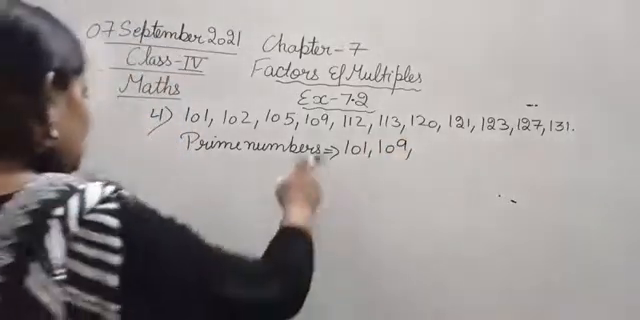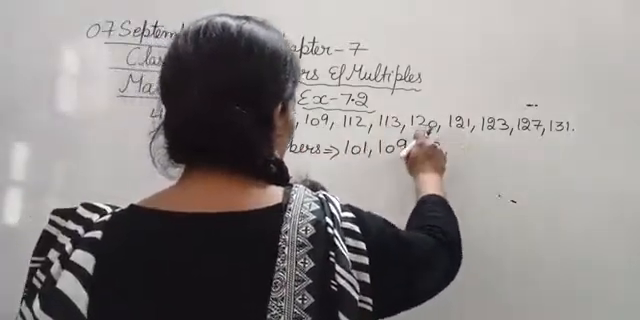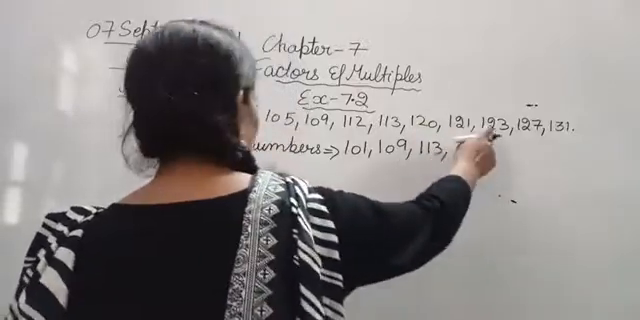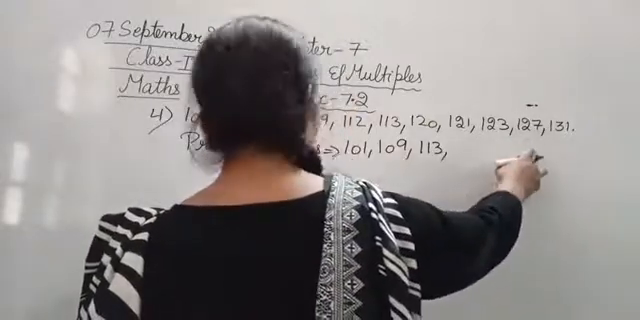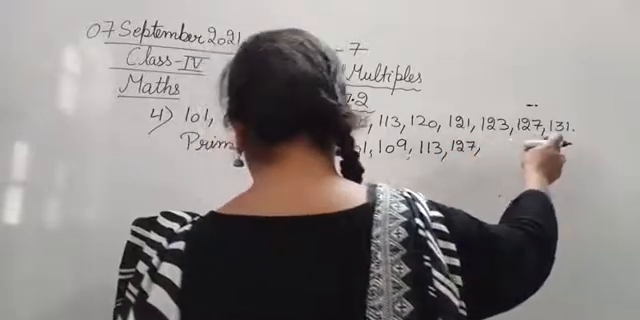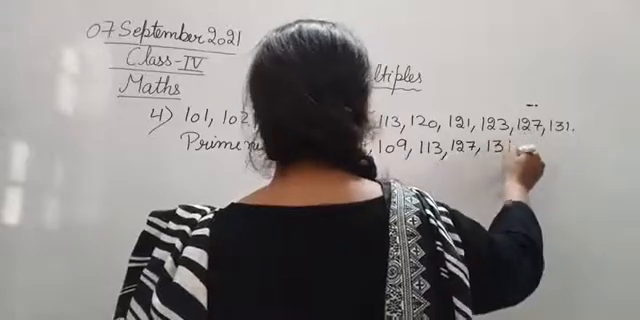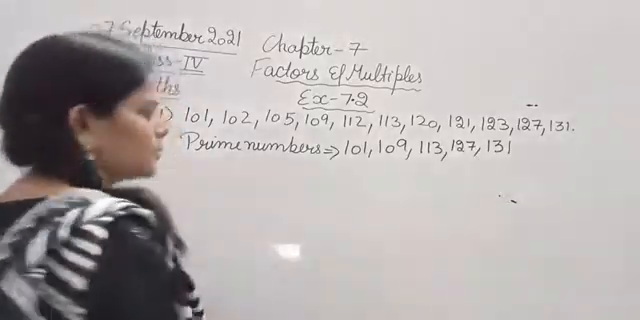Okay, after 109, 112 no, 113 yes, 120 no, 121 no, 123 no, 127 yes, it is also a prime number. Next is 131. Okay, so these numbers 101, 109, 113, 127, 131, they have only two factors. That's why they are the prime numbers.